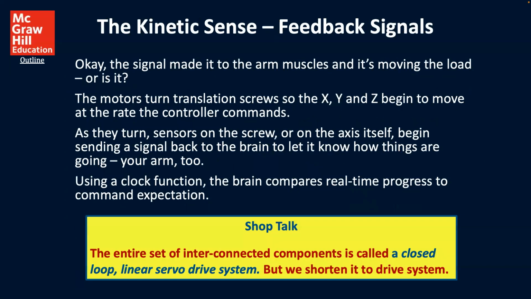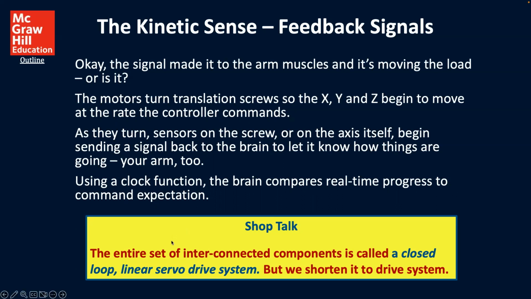So for the kinetic sense, the feedback signal: the signal's made to the arm muscles and it's moving the load. The motors turn translation screws so the X, Y, and Z begin to move at the rate the controller commands. As they turn, sensors on the screw or on the axis itself begin sending a signal back to the brain to let you know how things are going. Your arm too. Using a clock function, the brain compares real-time progress to command expectations.